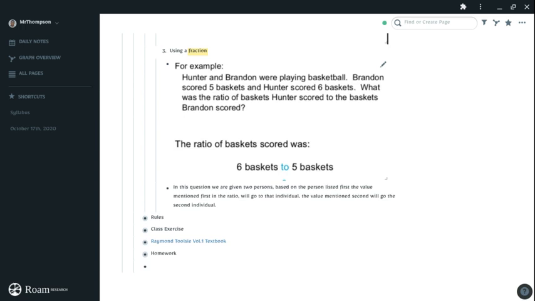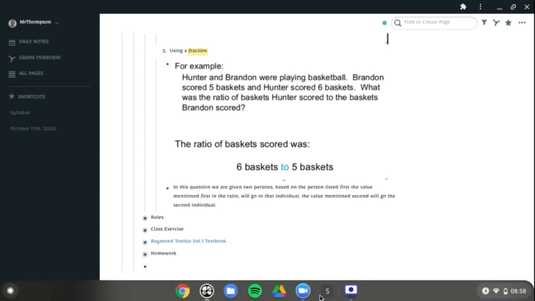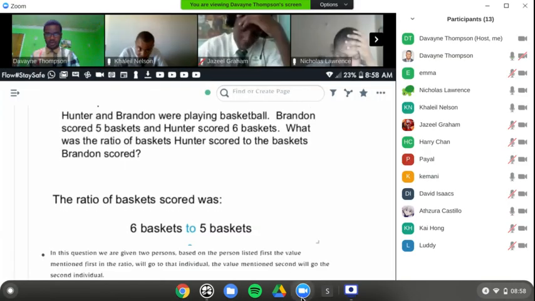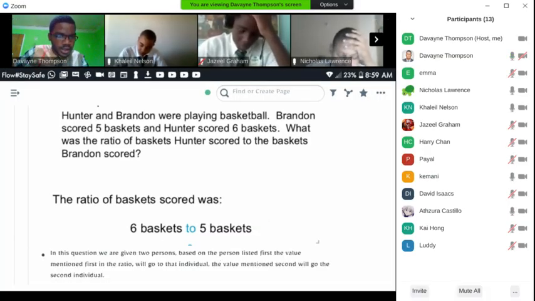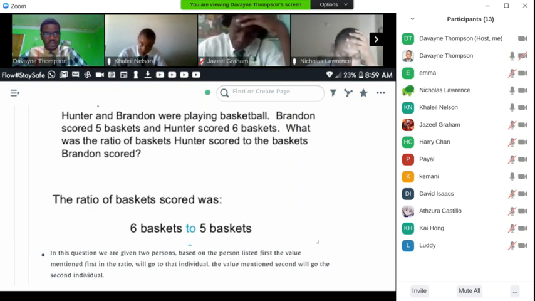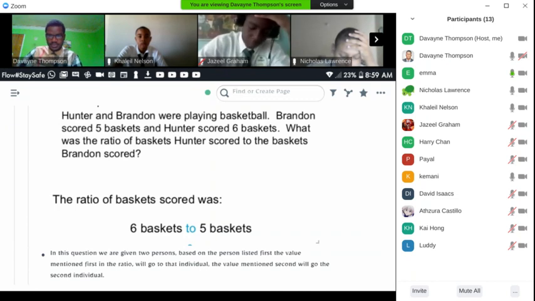Okay, so let me scroll down a little bit. All right, do you see where I say in this question? Right below the diagram, it says in this question. Can someone read that for me? Let me pick on Emma. Emma. In this question, we are given two persons. Based on the person listed first, the value mentioned first in the ratio will go to that individual. The value mentioned second will go to the second individual.